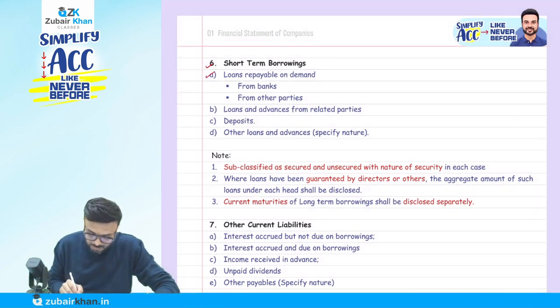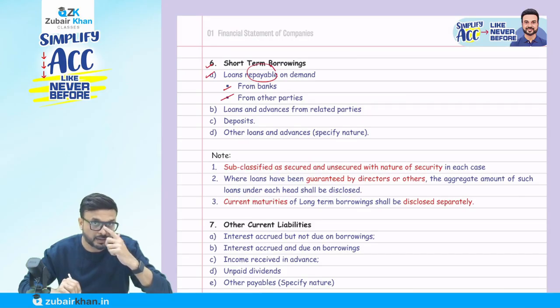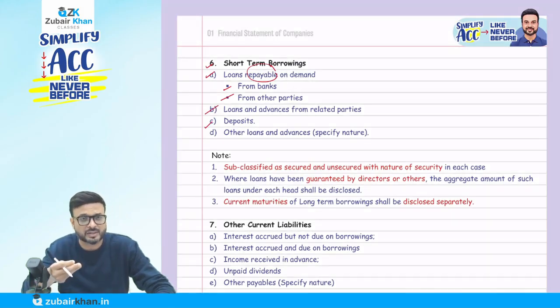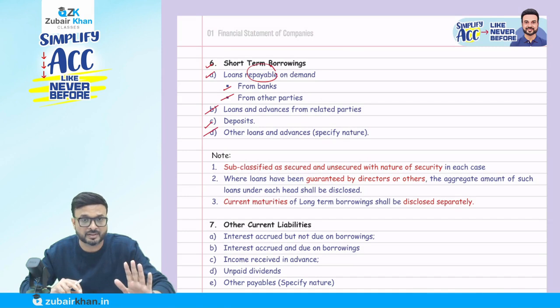Like we have taken a loan repayable on demand, a loan from the bank. We take a loan from the bank or from any other person, but we are able to pay them within a year from the balance sheet date, so we call them short-term borrowing. Now, loans and advances that we have taken from a related party, or any deposit, generally we tell customers to deposit an amount. A security deposit, if it is payable within a year, is going to be part of short-term borrowing. Or any loans and advances we have taken that are repayable within a year, we call them short-term borrowing.